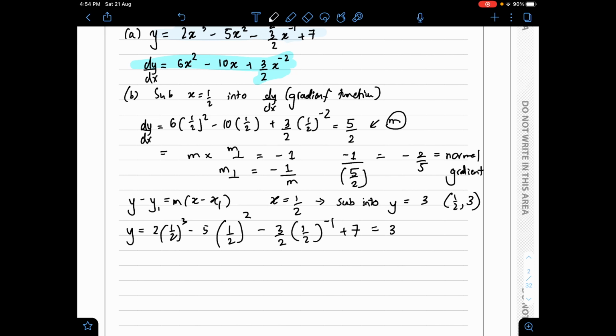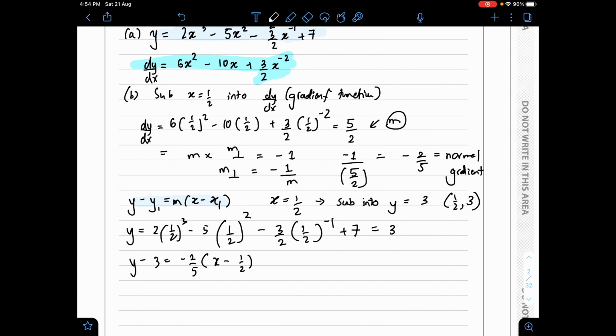So now we can substitute back into this over here. So now we will be left with y minus y1, so y1 is 3, equals m, and now we know our m is minus 2 over 5, times x minus our x coordinate, which is a half.